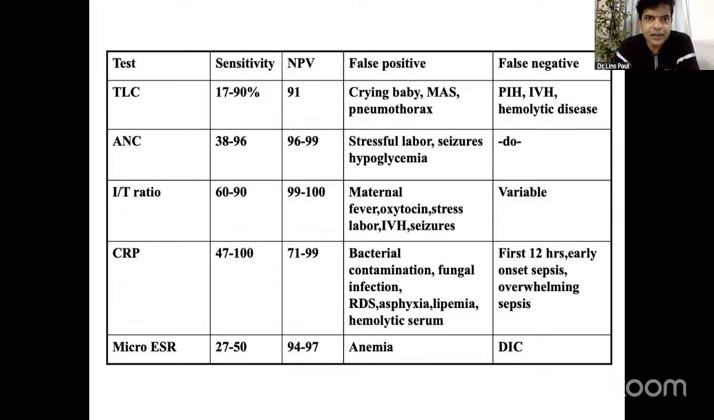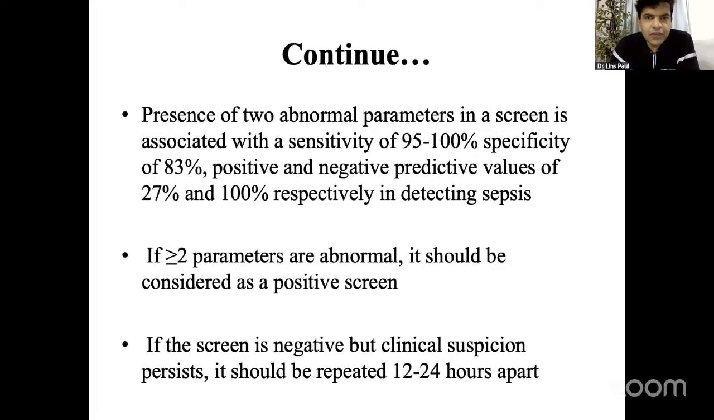There can be false positive and false negative values on all these sepsis screen parameters. I won't be going into the details. Many times our residents ask, sir, the baby's CRP is 35, shall we start the baby on antibiotics? No. You should get at least 2 abnormal parameters to call it a positive screen. The presence of 2 abnormal parameters gives a very high sensitivity and specificity. Sensitivity is around 95 to 100%, specificity is around 83%, and negative predictive value is around 100%.